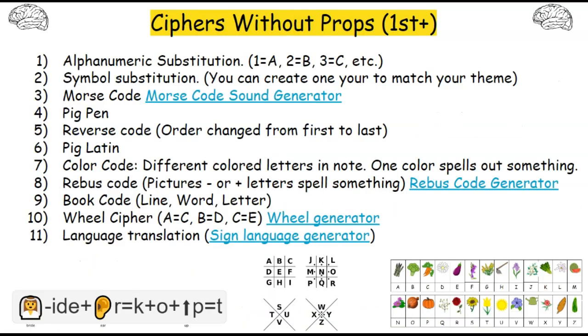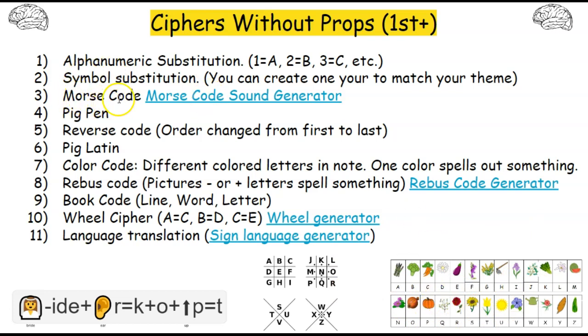Ciphers without props are appropriate for first grade and up, depending on which one that you're using. It's a mental type puzzle, so it will work for digital and physical breakouts. Our first type of cipher is the alphanumeric substitution: A is 1, B is 2, C is 3, etc. Symbol substitution, you can take pictures and put letters beneath them, and you can make one to match your theme. My one down here is the one I created for my frog belly rat bone breakout.